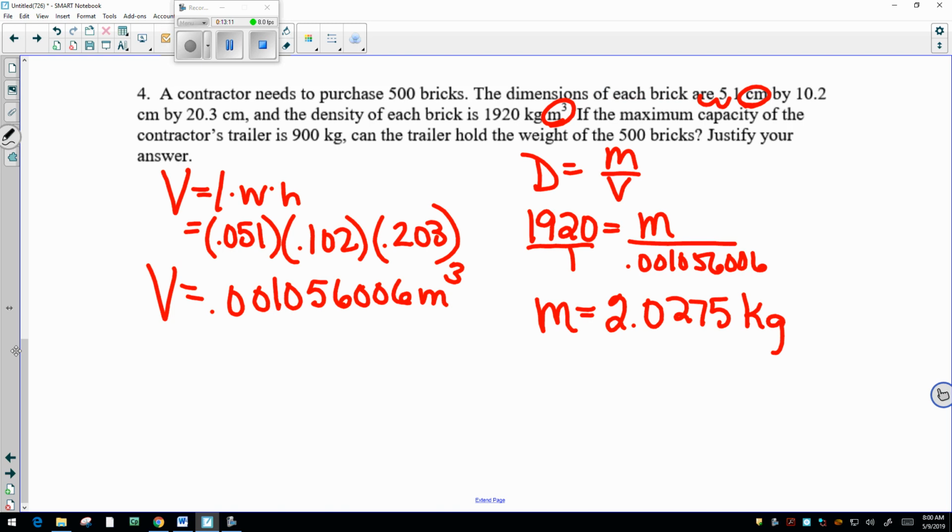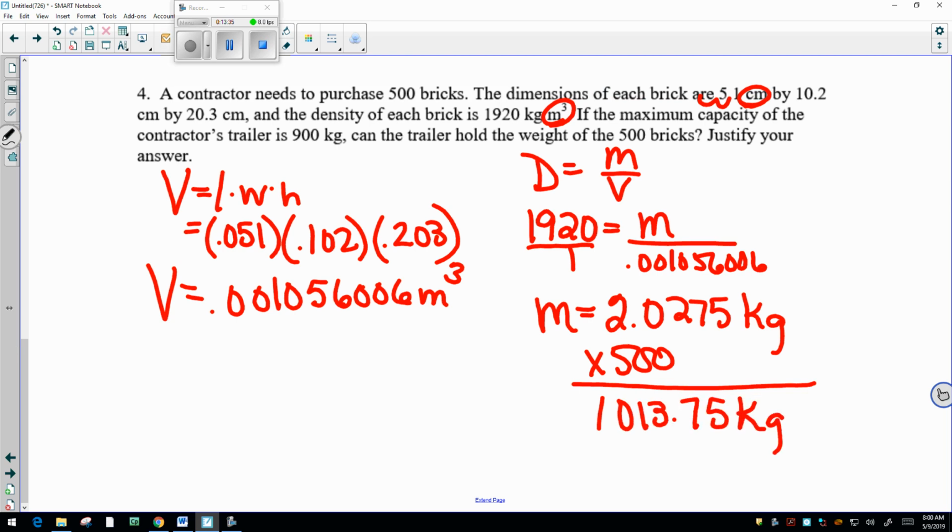So it says if the maximum capacity of the contractor's trailer is 900 kilograms, can it hold the weight of 500 bricks? Well, if each brick weighs about 2.02 kilograms, and I need to have 500 bricks in this trailer, that means our total weight is 1,013.75 kilograms. But the truck can only hold 900. So can it hold a total of 500 bricks? No, the truck can't do that. It can only hold up to 900 kilograms, and we'd be way over that.